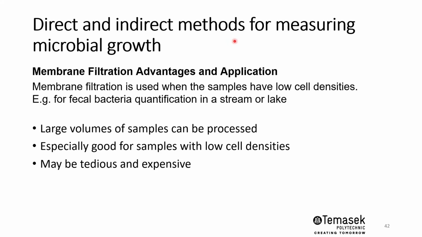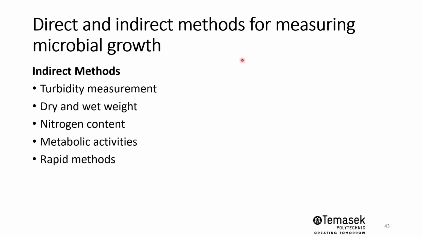If it's not necessary to count microorganisms to estimate population size or cell density, then we can use indirect methods that measure variables such as turbidity, dry and wet weight, nitrogen content, and cell metabolic activities, as well as some of the rapid methods that we can talk about later, as indirect methods for measuring microbial growth. So let's go into individual methods here in more detail.